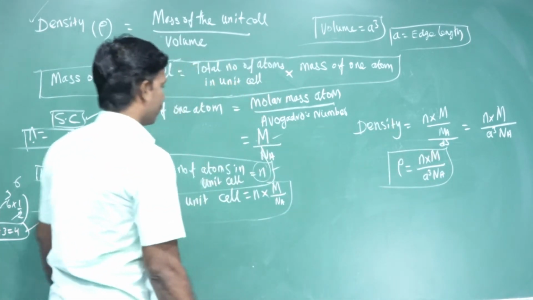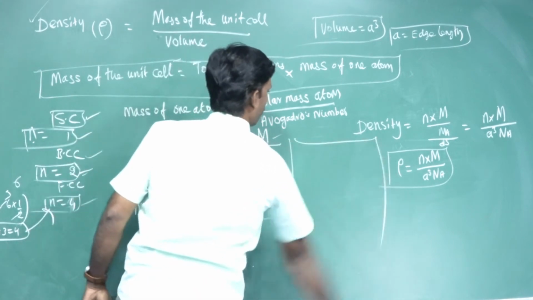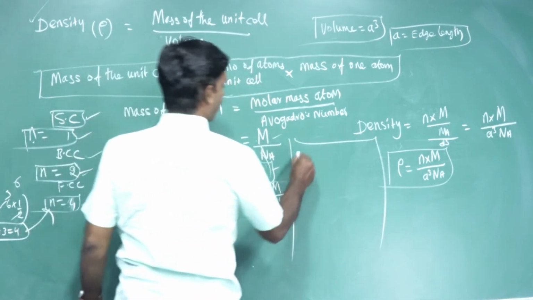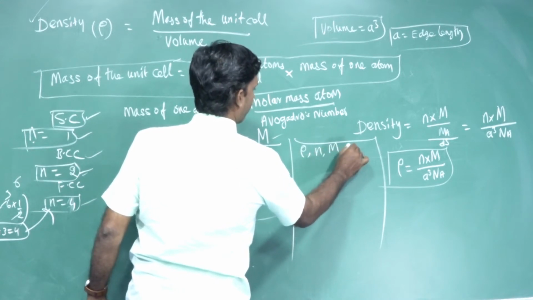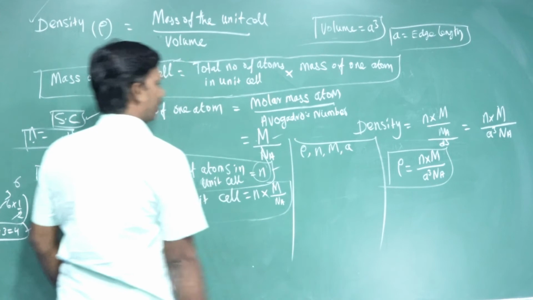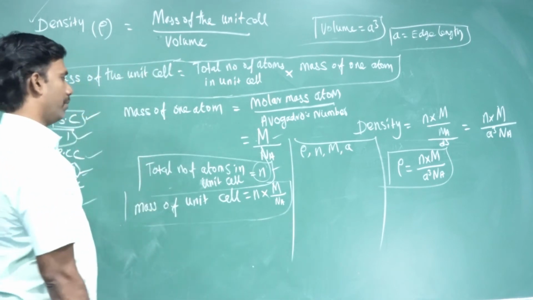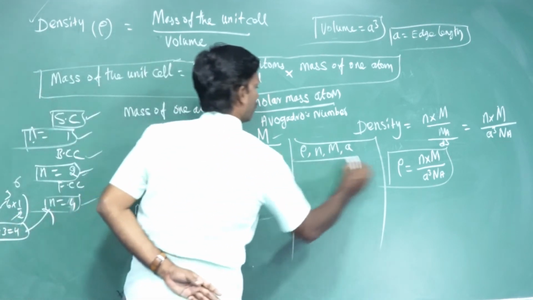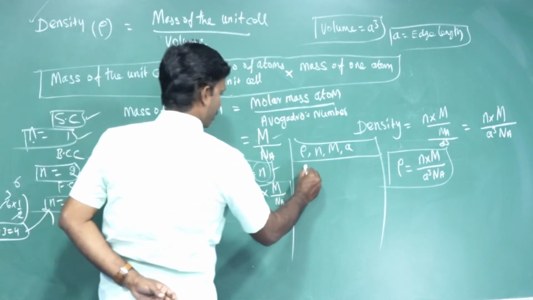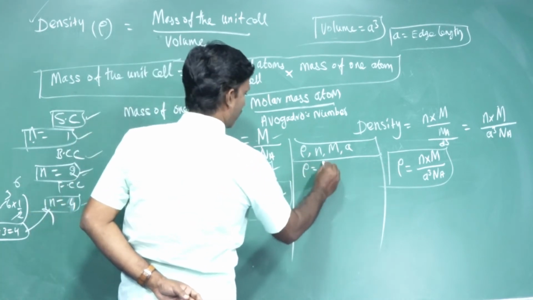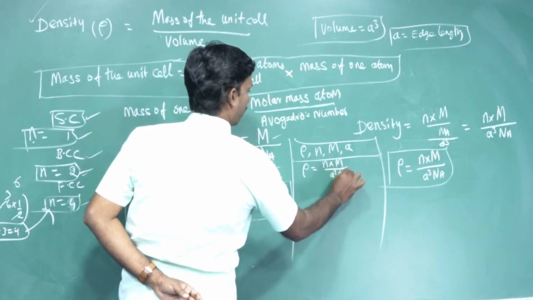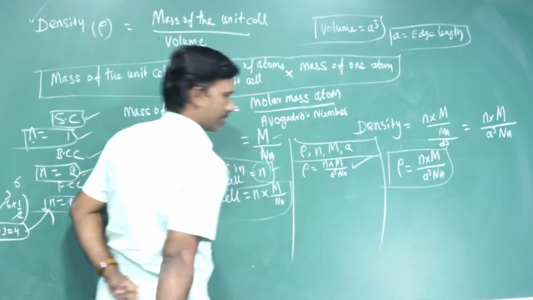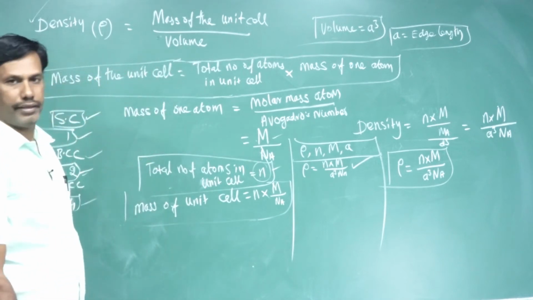So what are the variables here? rho, n, M, a. Na is a constant. So what is the problem you may have in your book? They ask rho first. For rho, you have a direct formula, n into M by a cube into Na. Okay, this is one type of problem regarding the density.